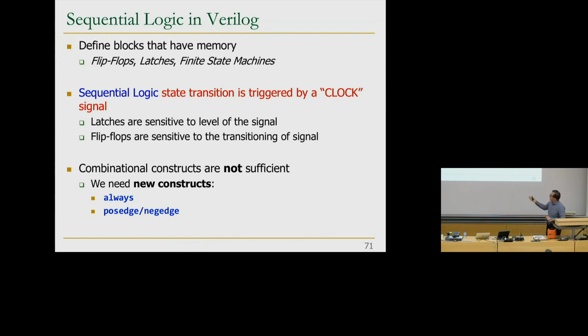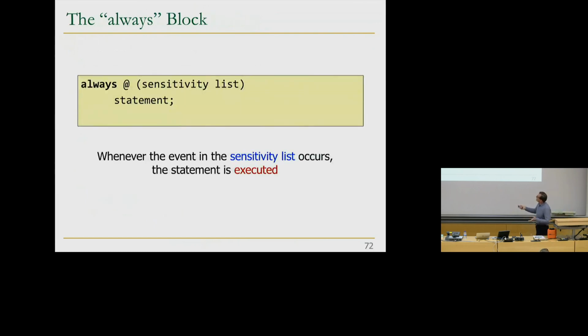Okay, so basically, the combinational logic constructs that I showed you are not sufficient for this. We really need new constructs, and I'm going to introduce two constructs. One is the always block, and the second one is the positive edge and the negative edge of a signal. So, okay, what is the always block? Always block looks like this.